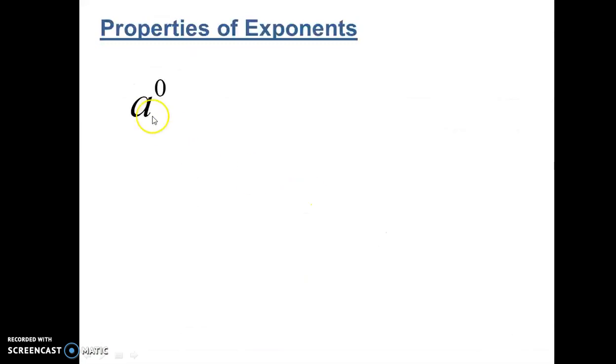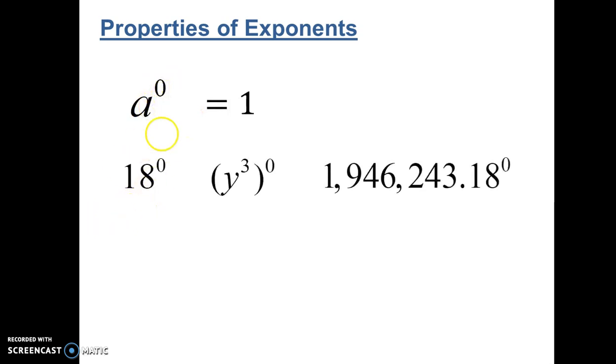So another rule is when you have any base to the exponent 0, that's always going to equal 1. So 18 to the 0 is going to be 1. Y to the 3rd with that 0 power there, it's going to be 1. All of this to the 0 power is going to be 1. Always 1 when you have the 0 power.